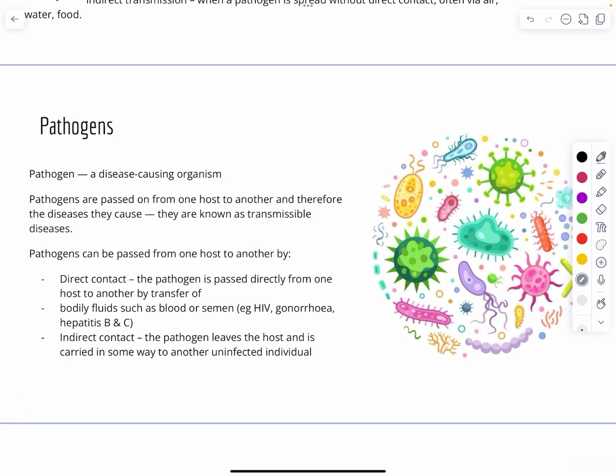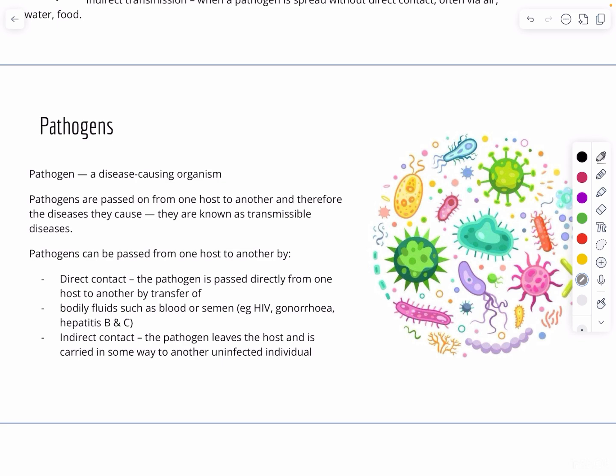Pathogens. A pathogen is a disease-causing organism. This is the definition that you will have to learn for the IGCSE biology syllabus. This will be asked in the exam for 1 point, since it is a define question. Pathogens are passed on from one host to another, and therefore the diseases they cause are known as transmissible diseases. Pathogens can be passed from one host to another by various ways, such as direct contact, bodily fluids, and indirect contact.